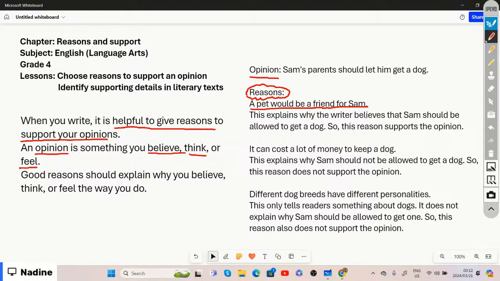And if we look at the reason that a pet would be a friend for Sam, this explains why the writer believes that Sam should be allowed to get a dog. The writer explains to us that Sam needs to get a dog because the pet would be a friend for Sam, right? So that is basically one of the reasons to support the opinion. And remember, the opinion is Sam's parents should let him get a dog. Yes, he would not be lonely. That is also another reason as to why he should get a pet.